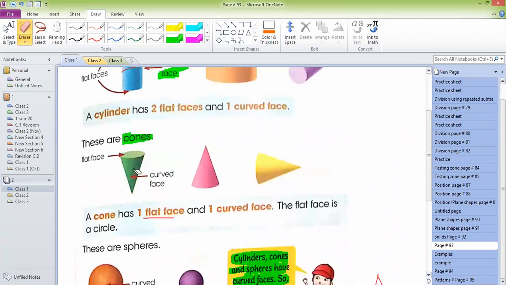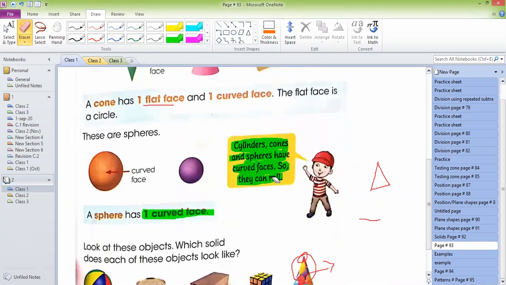Coming to the cone, guys, there are two faces in a cone. One is flat and one is curved. Two faces, one of them is flat and one of them is curved, and only one vertex. This is the one, only one vertex, and there is only one edge.